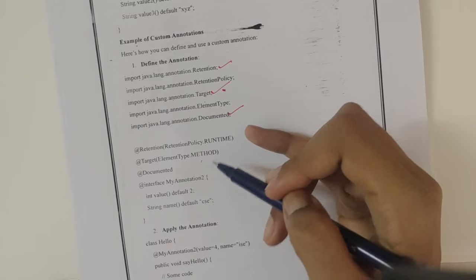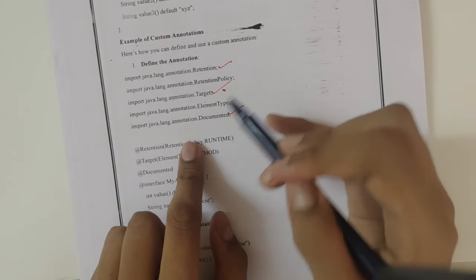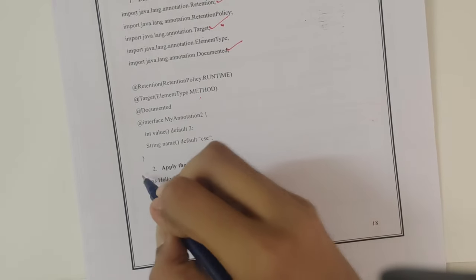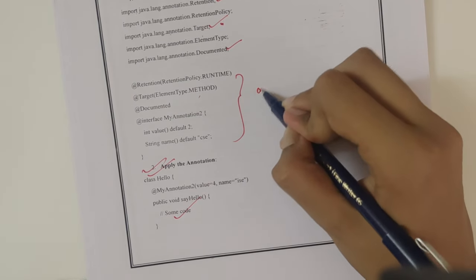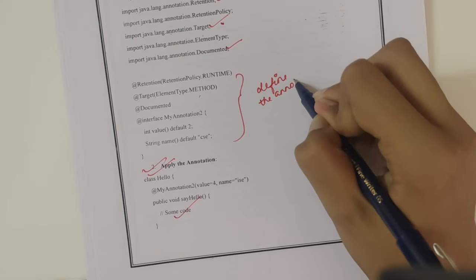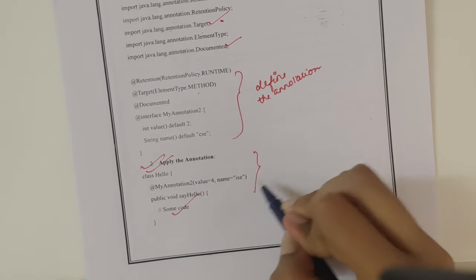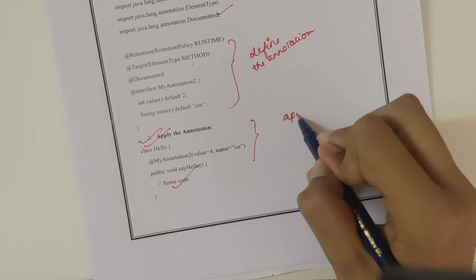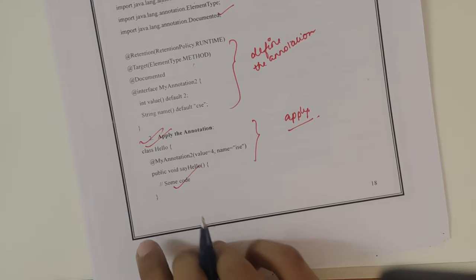Next, we apply the annotation. For applying the annotation, we annotate methods or other elements with the custom annotation. Like you can see, class Hello is there, and you have applied the annotation. Here you define the annotation, and in this section, you apply them.